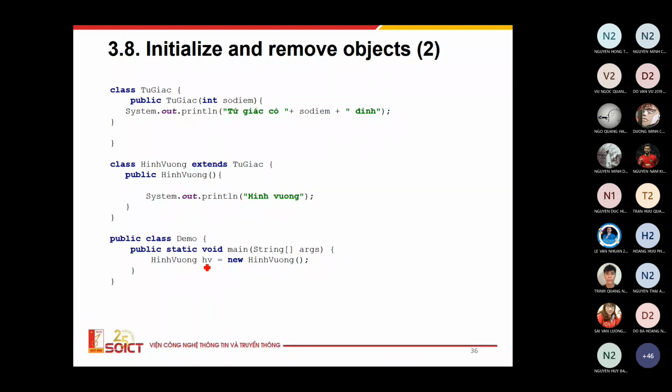Again, you have class tứ giác with the constructor, and class hình vuông extends from tứ giác with the constructor hình vuông. Okay, you create a new object hình vuông, so you will call the constructor of hình vuông. So this call will take you to here. And what will happen? Who can see?